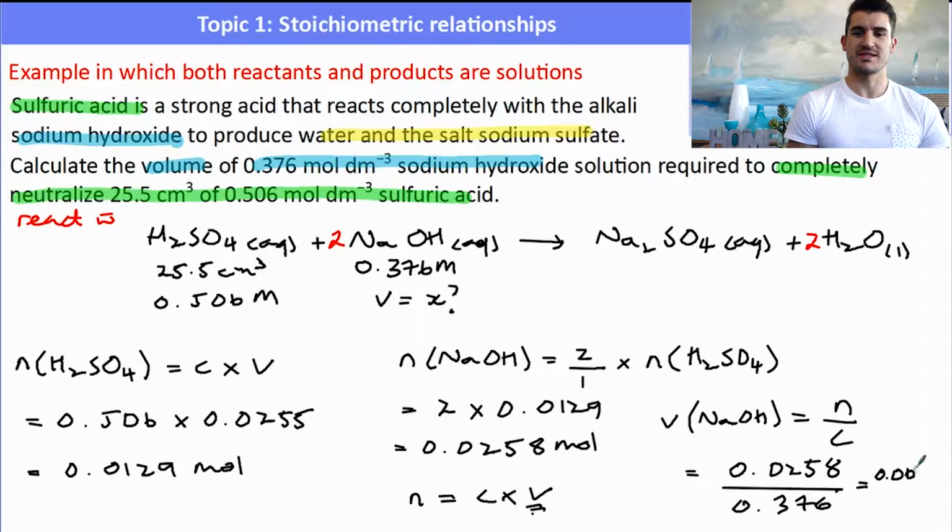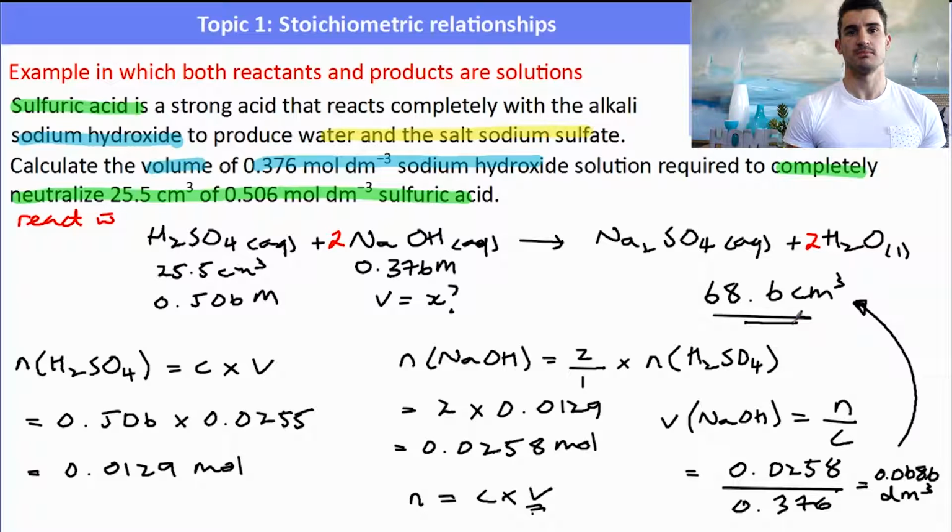So 0.0686 decimeters cubed. Now, what does that mean? Well, if we transfer that to centimeters cubed, that would be 68.6 centimeters cubed, which is the same as 68.6 mils. So a fairly large amount of that solution.